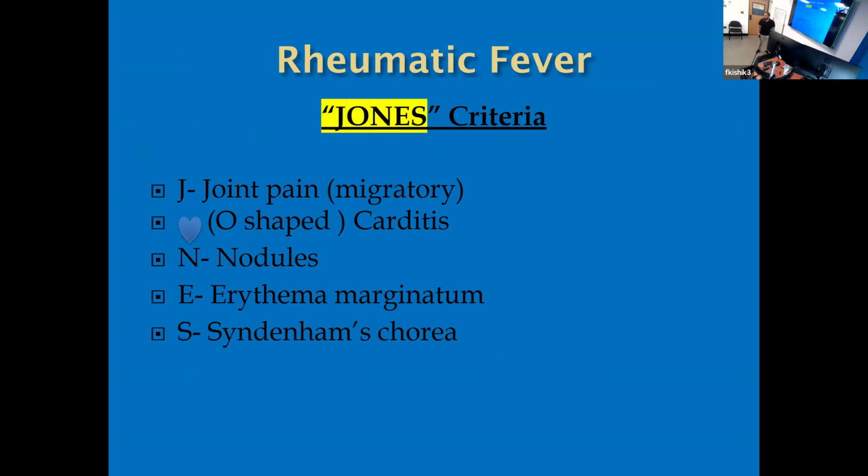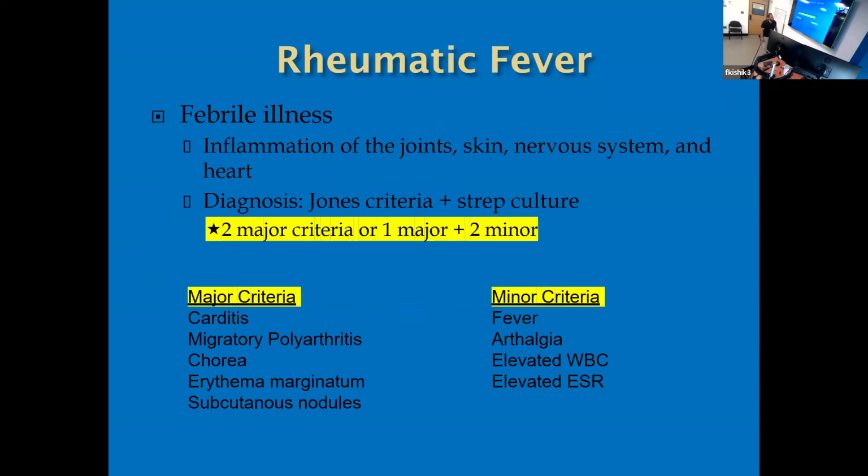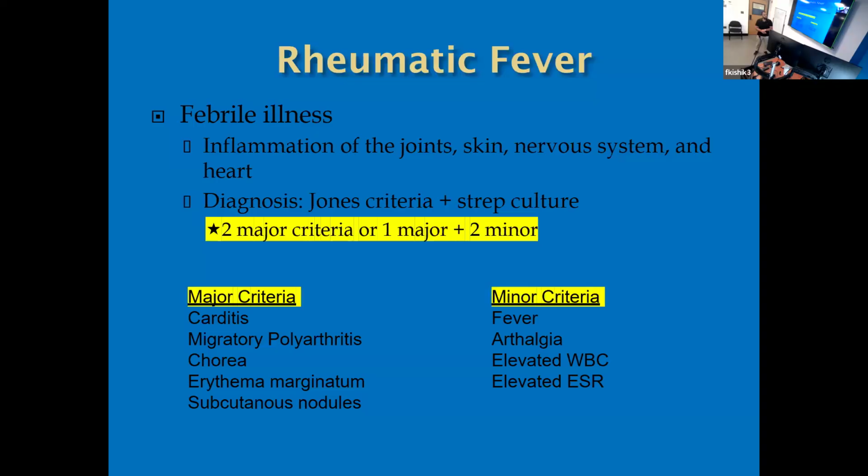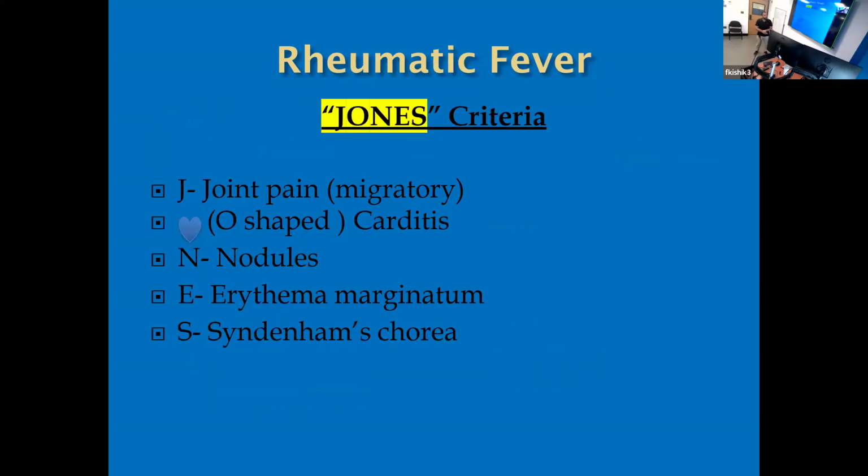J is joint pain, so migratory polyarthritis. O is carditis, which is the shape of a heart. N is nodules. E is erythema marginatum, which is like a traveling rash. And S is Sydenham's chorea. Your joints may move spontaneously. That's the major criteria. The minor criteria is fever, just regular joint pain, elevated white blood cell count, or an elevated ESR, a non-specific inflammatory marker. So you either need 2 major criteria or 1 major and 2 minor. You've got to have one of these plus that to make the diagnosis.